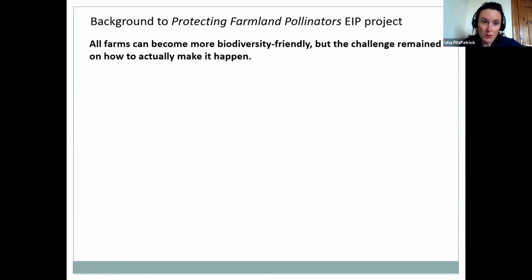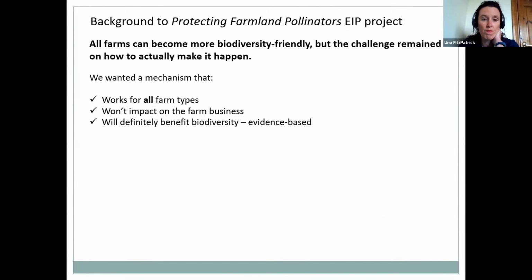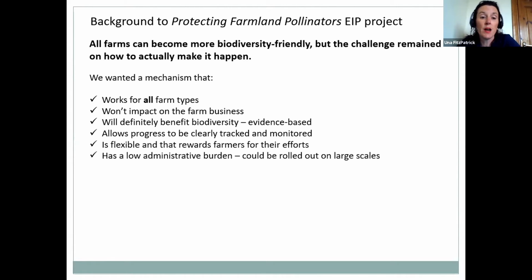So we knew we could make farms more pollinator friendly, but the challenge remained on how to actually make that happen in reality. So we wanted a mechanism that would work for all farm types, that wouldn't impact on the farm business, that would definitely benefit biodiversity, so was evidence-based, that would allow progress to be clearly tracked and monitored, that would be flexible and that would reward farmers for their efforts, and that would have a low administrative burden so that it could be rolled out on large scales.